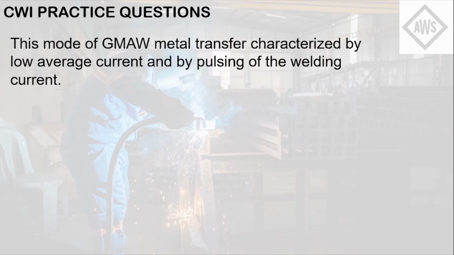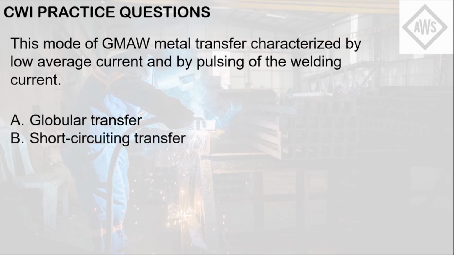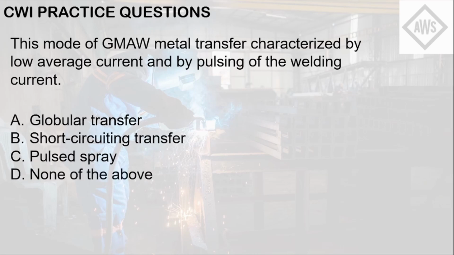Next question. This mode of GMAW metal transfer is characterized by low average current and by pulsing of the welding current. So the GMAW process has 3 main modes of metal transfer. So what are those? You need to also identify that because it's a common question in the CWI exam. Letter A, globular transfer. Letter B, short circuiting transfer. Letter C, pulse spray. Letter D, none of the above.